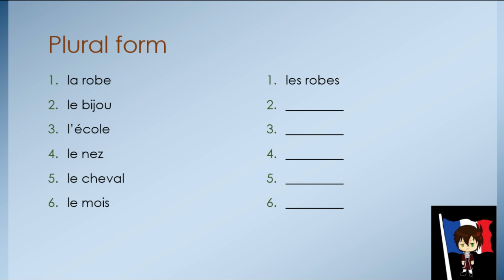So now, plural form. We have the first example, la robe, and the plural is les robes. Here, the article also becomes plural. Alright? So I'll give you 5 to 10 seconds again. You may want to pause the video, and when you're ready, you may resume it.